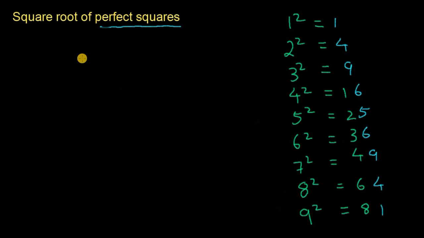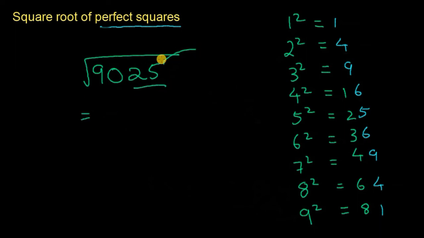Now let us take the example of 9025. We again group the last two digits. We see that it ends in 5. The only number whose square ends in 5 is 5 itself, because 5 squared is 25. So there is no confusion here. We have got the last digit of our square root and it is going to be 5.